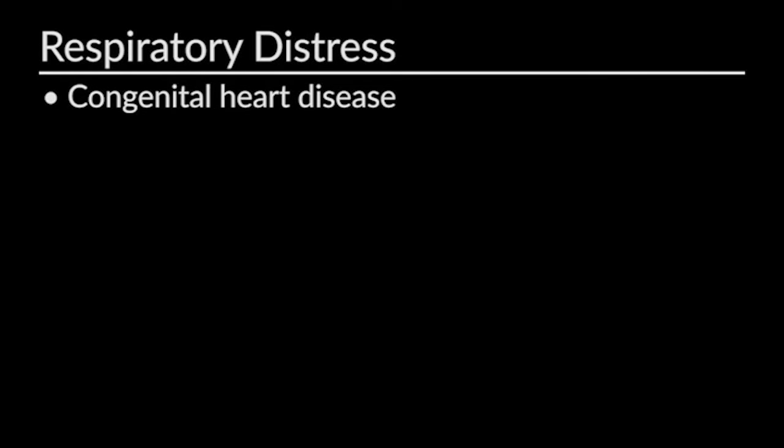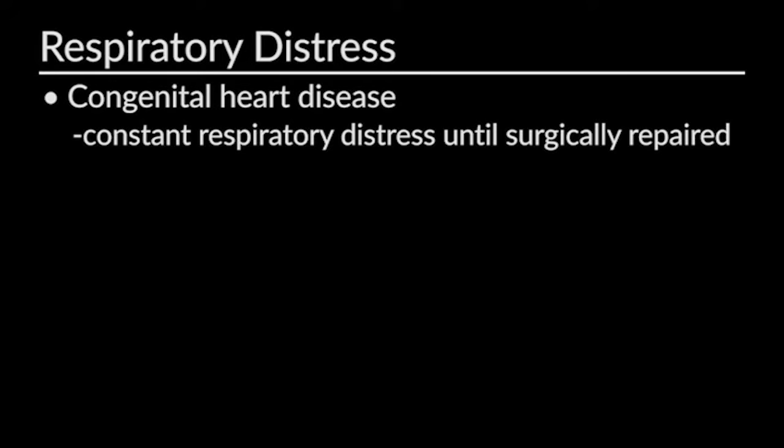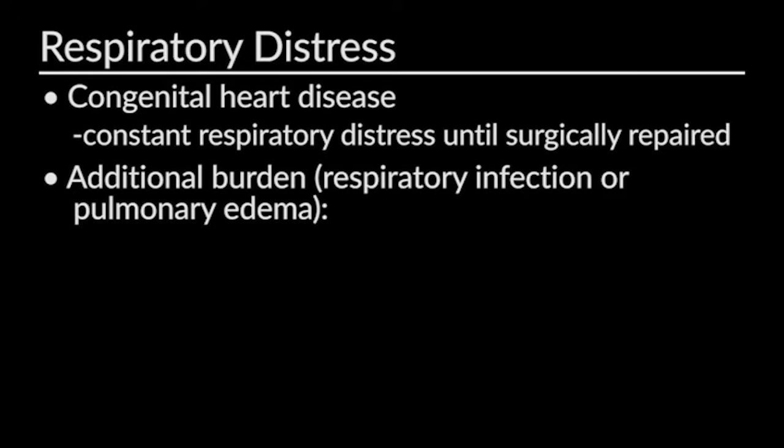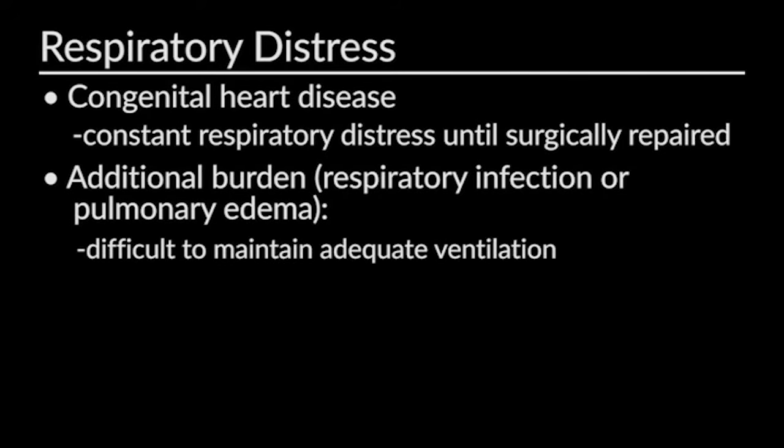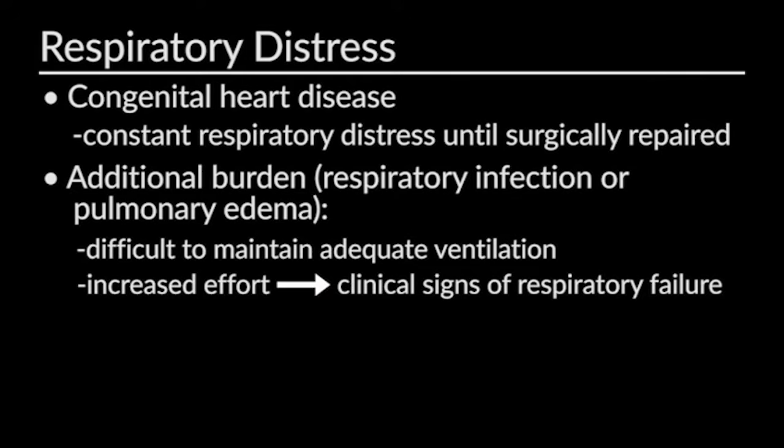Children with congenital heart disease may live in a constant state of respiratory distress until a surgical repair can be done. When an additional burden, such as a respiratory infection or pulmonary edema, occurs, the patient may not be able to compensate to maintain adequate ventilation. The effort of compensating is too great and the patient tires. When this happens, clinical signs of respiratory failure develop.